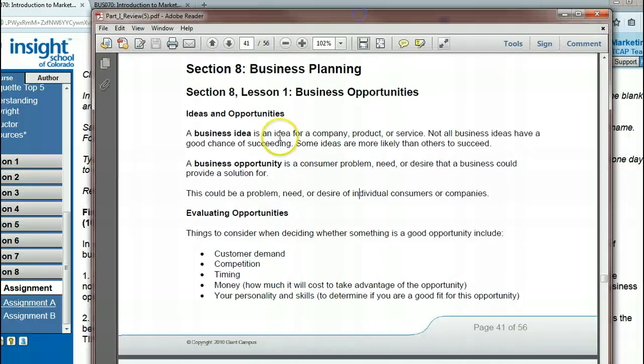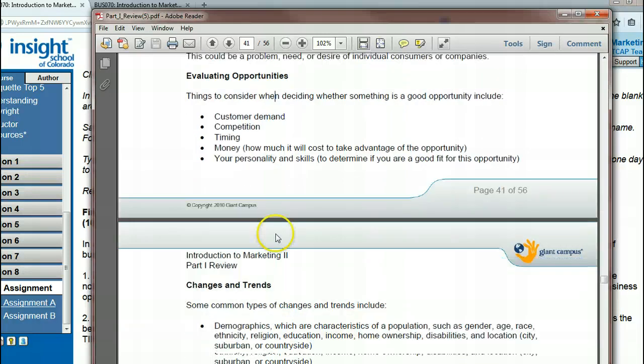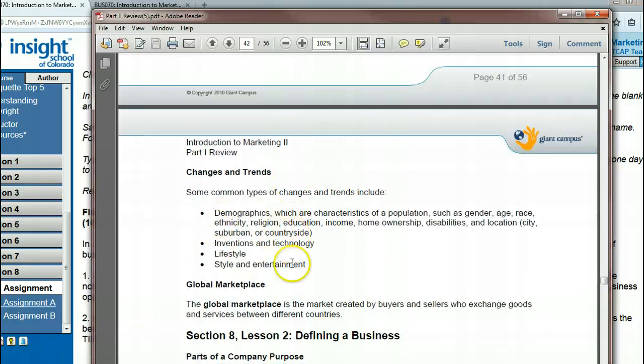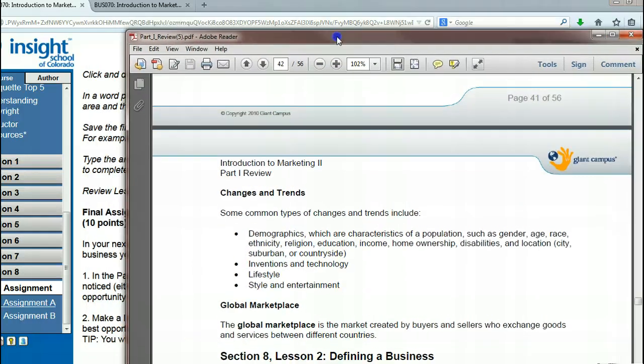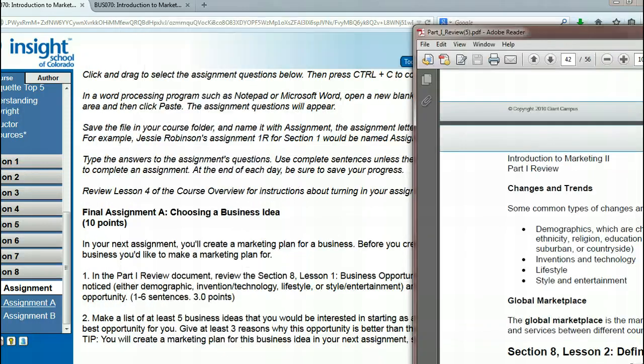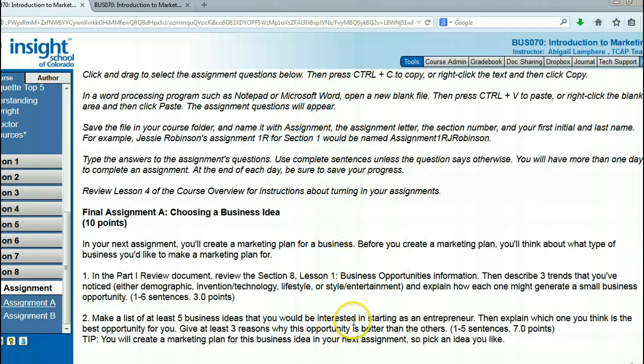In your part 1 review, it talks about what exactly a business idea is, and what exactly a business opportunity is. It also talks about demographics and the different areas you can look at for changes in trends. We talked about this before in previous assignments. What are some things you've noticed that would be a really good business idea for you if you were to start your own business? That's what you're going to do for this question of this assignment.